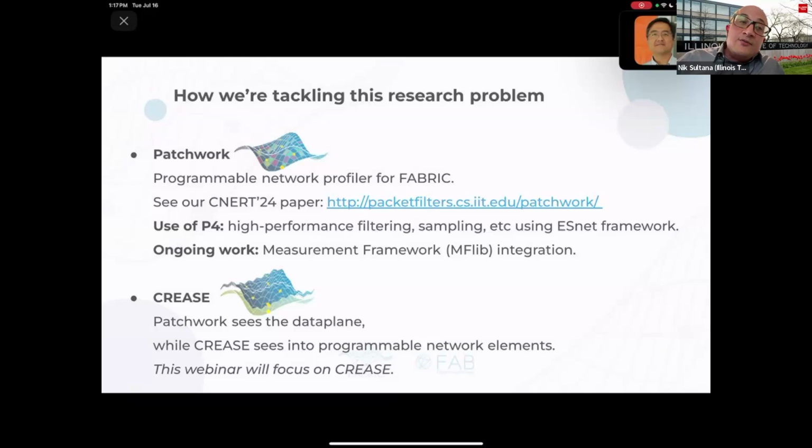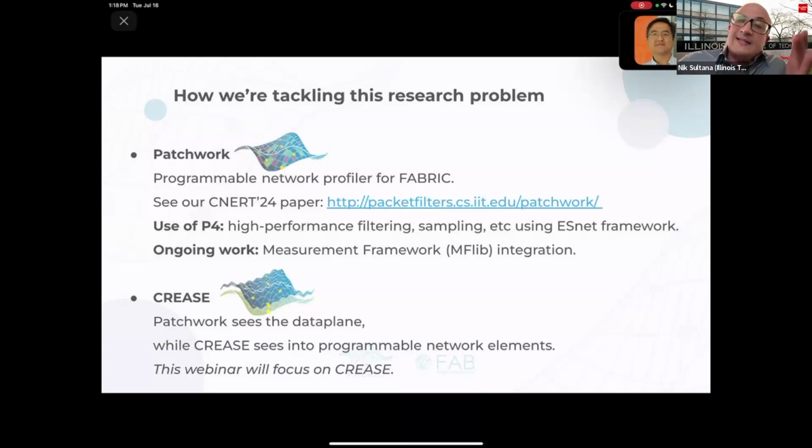And within that project, the use of P4 is to offload filtering, sampling, truncating, etc., to be done in the network at a much higher rate than if we were to rely on microprocessors to do that. And there is ongoing work related to integrating with the measurement framework in order to improve the visibility that we have, not only in the data plane, but also conjoined with what can be seen in metrics related to infrastructure and Fabric. The second project, which I'll tell you more about today, is Crease.